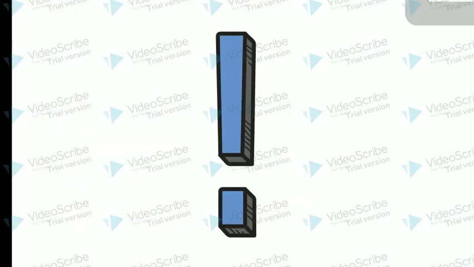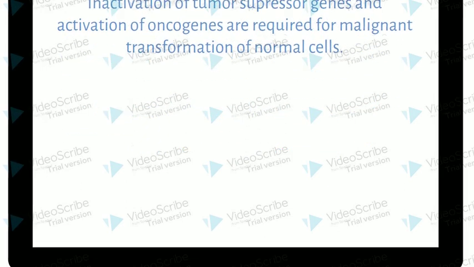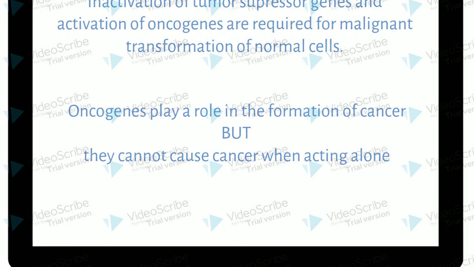It's important to note that both inactivation of tumor suppressor genes and activation of oncogenes are required for malignant transformation in normal cells. Although oncogenes play a role in the formation of cancer, they cannot cause cancer by themselves.